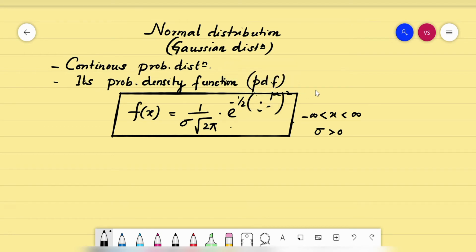e raised to half into x minus mu upon sigma the whole square. I'll write it here, students, once again. If you want, I'll write it here. 1 upon sigma into root 2 pi into e raised to half. I can put this in a bracket, x minus mu upon sigma, into whole square.